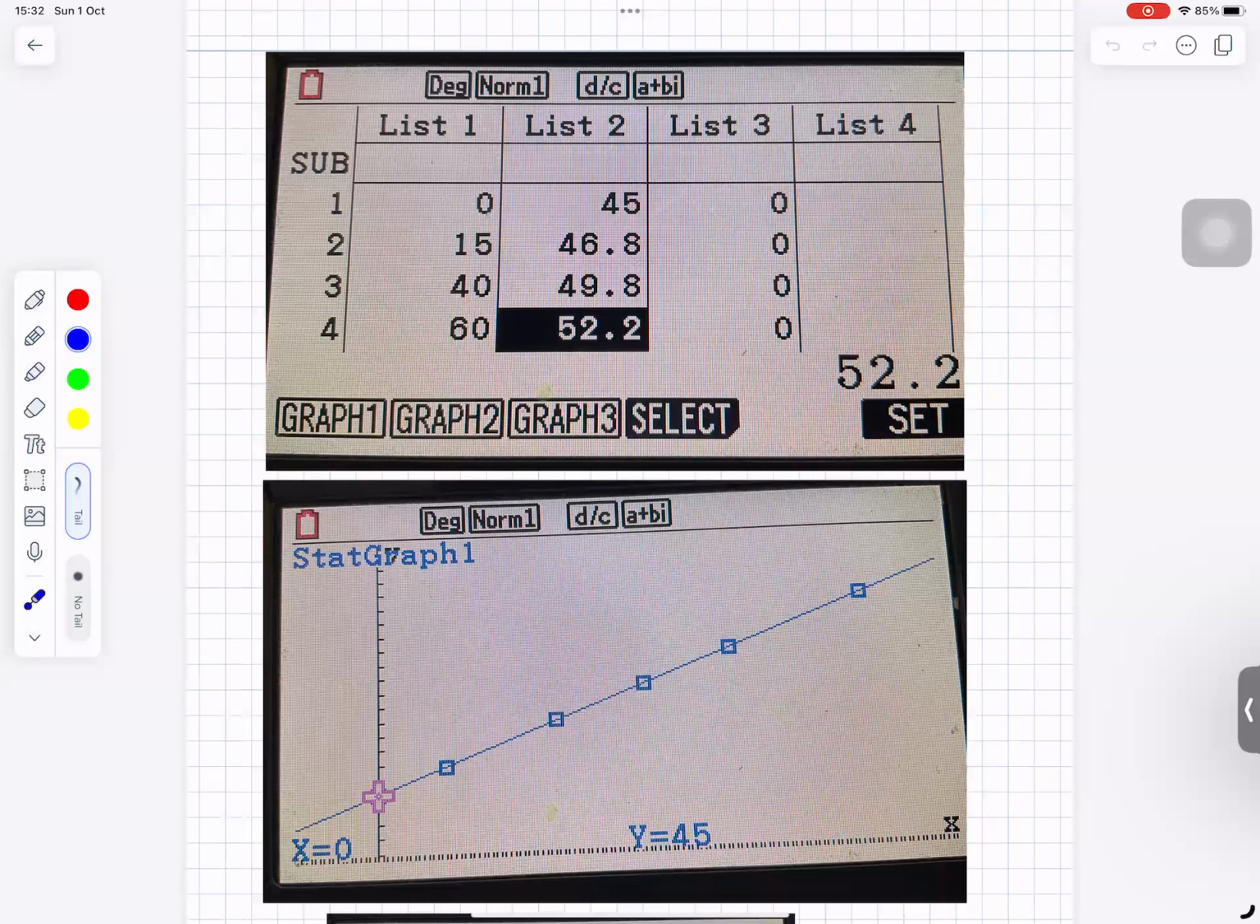For those who have the graphics calculator, you enter the values in list 1, enter the other ones in list 2, and you tell it to graph 1, you plot the graph, and that's what it shows, a straight line graph. So your graphics calculator will plot it for you, and then it will do the calculations for you as well. That's one advantage.